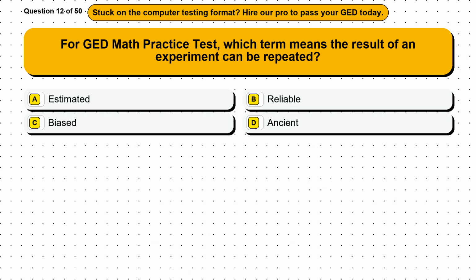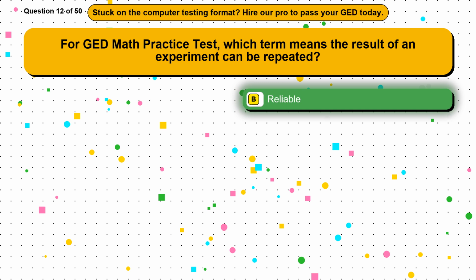Question 12. For GED Math Practice Test, which term means the result of an experiment can be repeated? Option A, estimated. Option B, reliable. Option C, biased. Option D, ancient. The correct answer is option B.